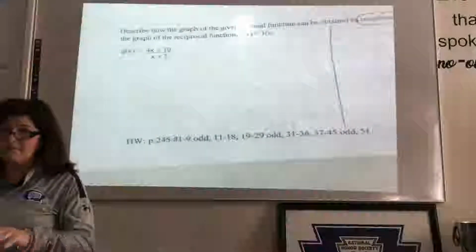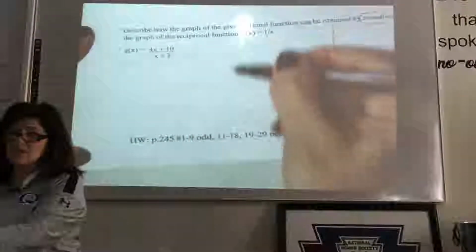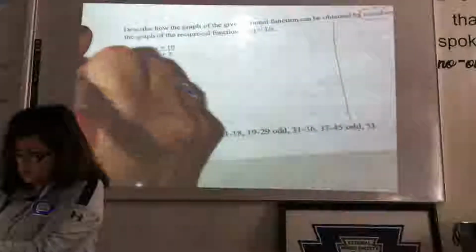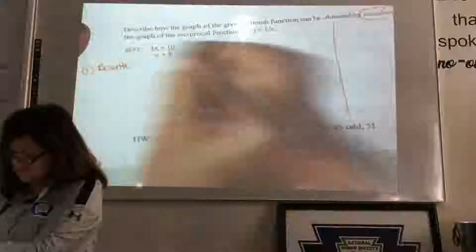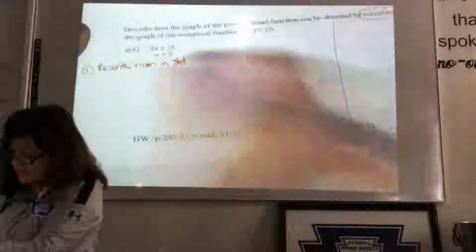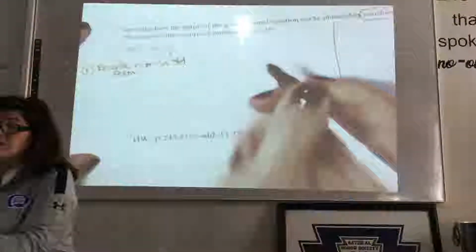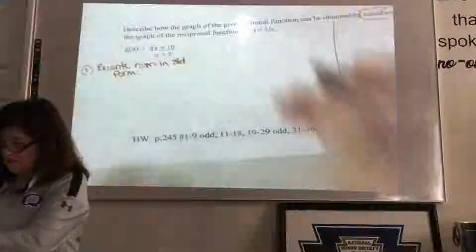So the first step, and like I said, we're going to write it out over here verbally, and then perform that step algebraically. The first step: we want to rewrite, if needed, the numerator in standard form. We need to make sure that the numerator is in standard form.